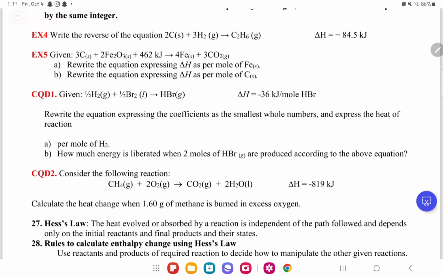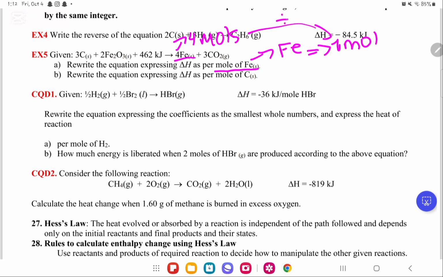Now, exercise 5. We are given 3C solid plus 2Fe2O3 solid plus 462 kilojoules gives us 4Fe solid plus 3CO2 gas. They're telling us rewrite the equation expressing delta H as per mole of Fe. So what are they basically asking us? They're telling us rewrite this equation, but Fe is 1 mole. Here, if you look, it is 4 moles. So how does 4 moles become 1 mole? We divide it by 4.